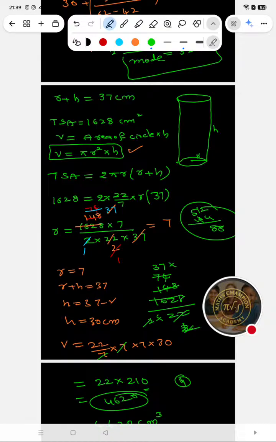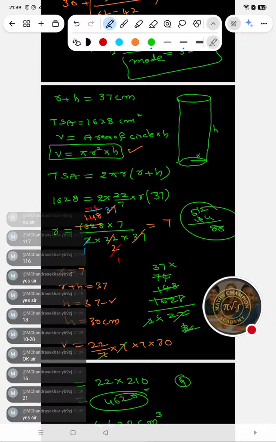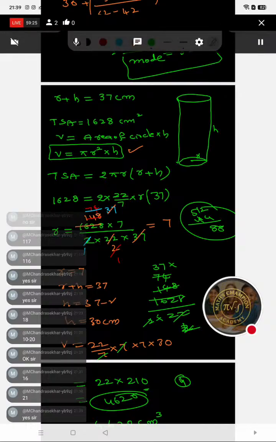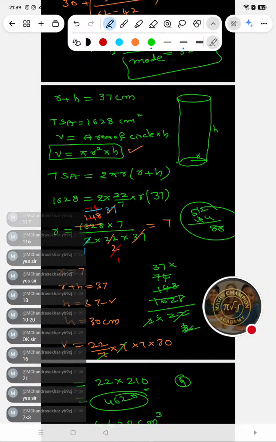What is that 21? Only 18 questions are there. If you want, I will explain again. Okay, remember the steps, what we have to do.